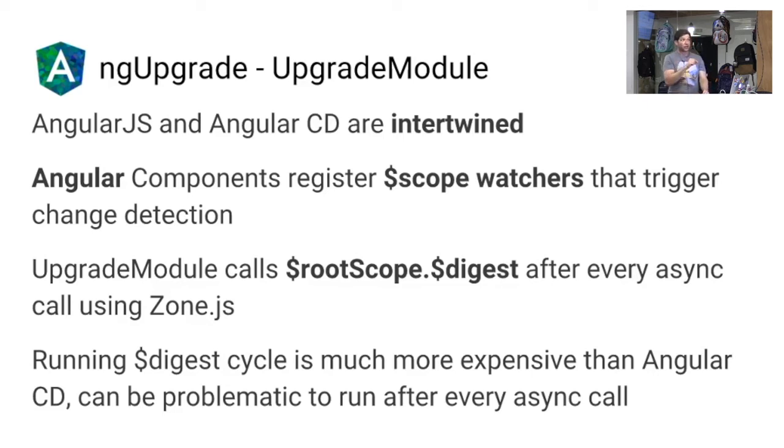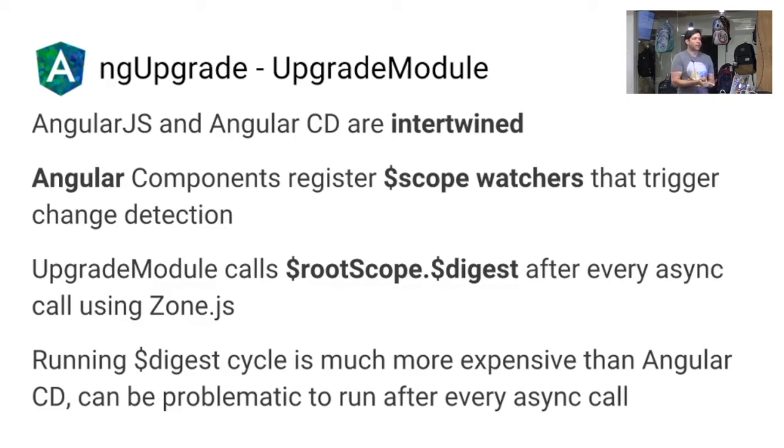The upgrade module also will call root scope digest after every turn of the Angular zone. What that means is in your Angular app, you're doing change detection with every turn of the Angular zone, and in upgrade, you're also calling root scope digest. So that 10-cycle circular loop of watch expressions is running every time you do an asynchronous callback: a click handler, a scroll event, or a network request.